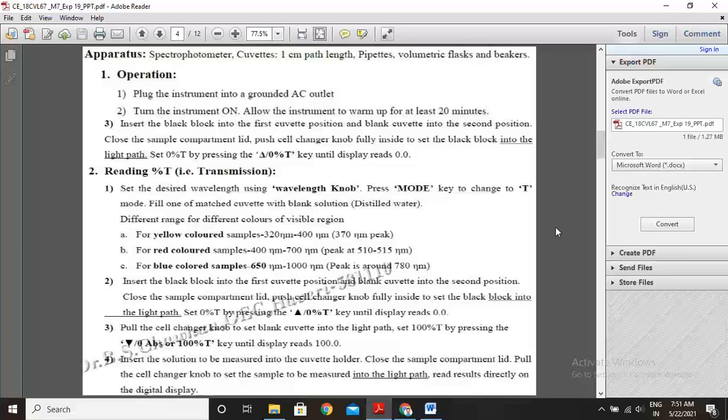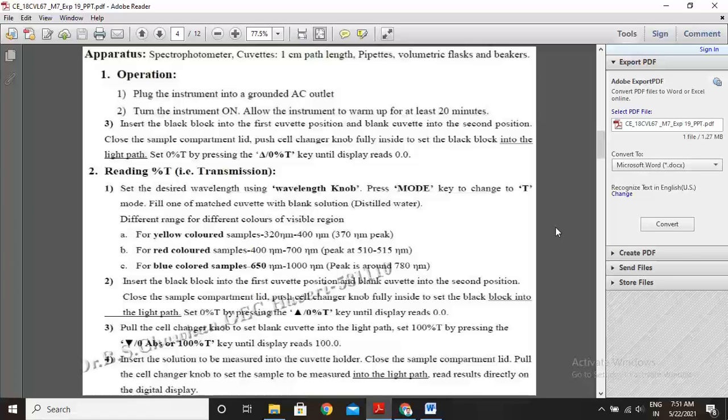How to operate the spectrophotometer. In operation, step 1, plug the instrument into a grounded AC outlet. Means you make the connection to the power. Next step, turn the instrument on. Means switch on the instrument. Allow the instrument to warm up for at least 20 minutes. Means after the instrument is switched on, you wait up to 20 minutes so that the instrument warms up.